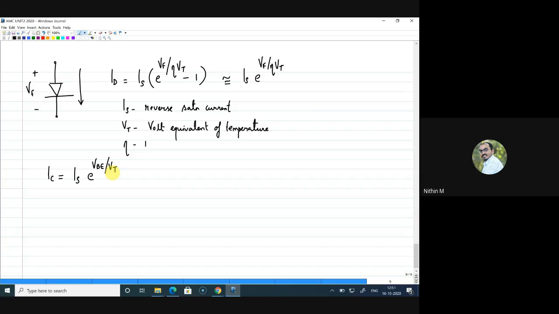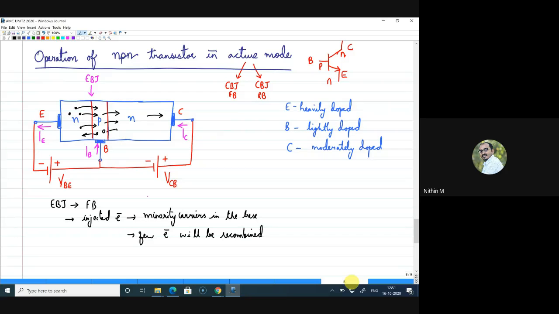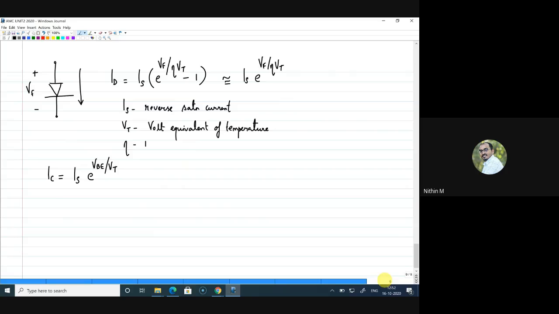Now let me look at this circuit. The emitter current here is basically the sum of the base current and the collector current. So that is one more relation I'll take here: emitter current is the sum of base current and collector current. That is another very important relation.